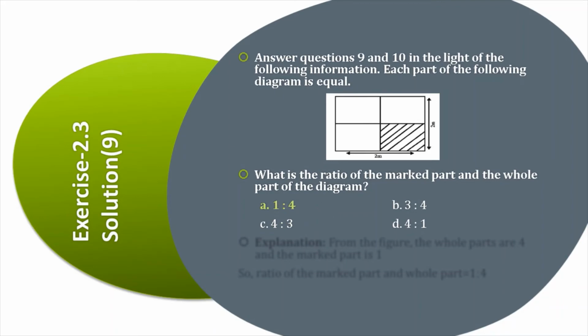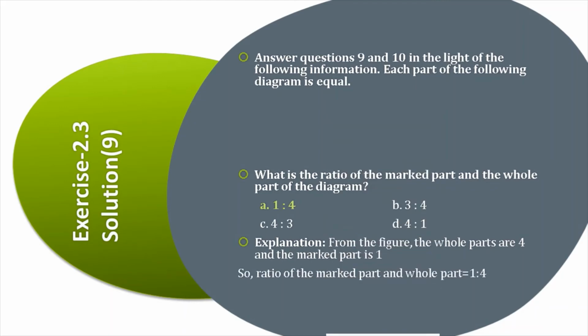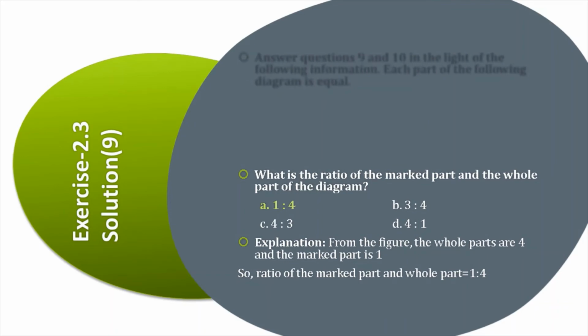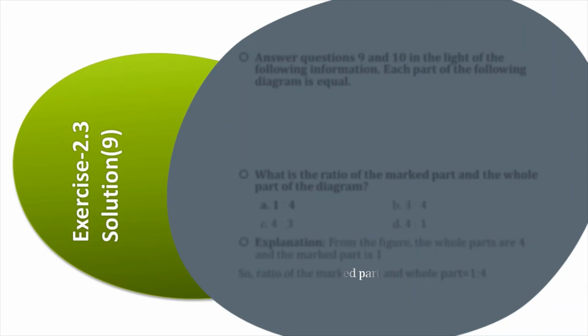Let us see the explanation. From the figure, the whole parts are 4. In here you can count 1, 2, 3, 4. That is, the whole part is 4 and the marked part is 1. That means this is the marked part and it is 1. So the ratio of the marked part and the whole part is 1 is to 4, as you can see. So my dear students, the answer to 9 is 1 is to 4, as you can see from the explanation.